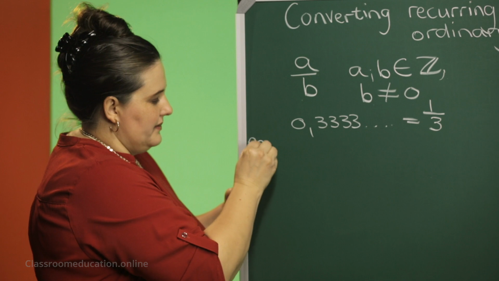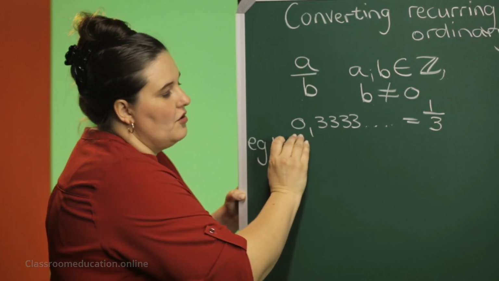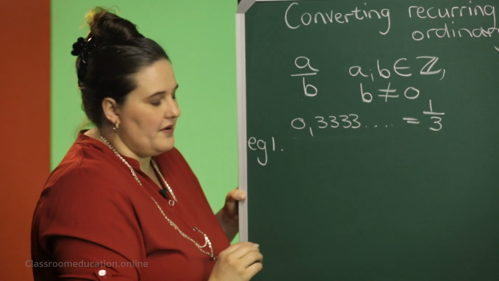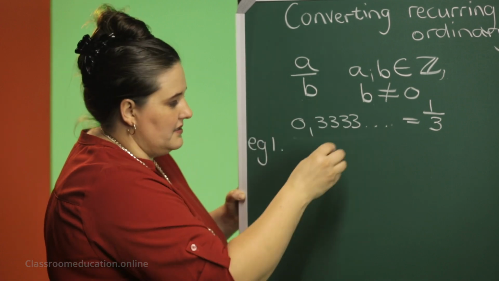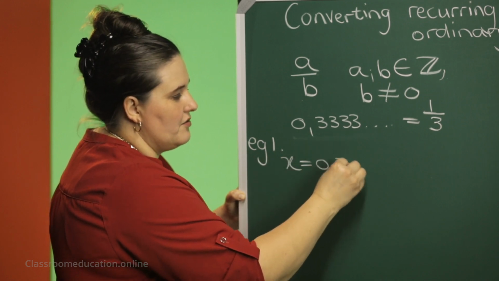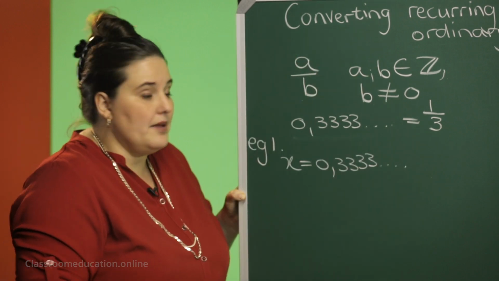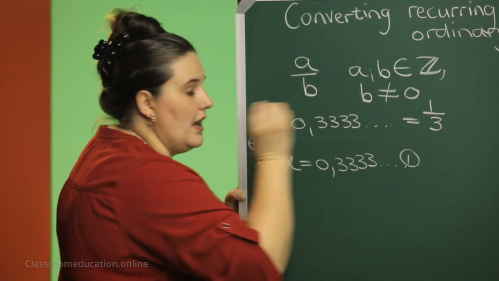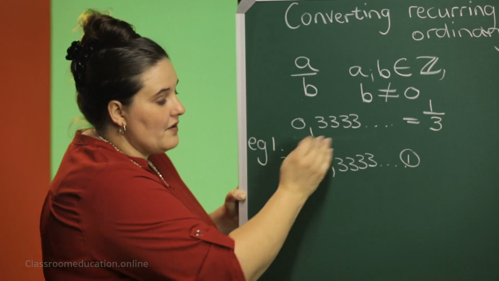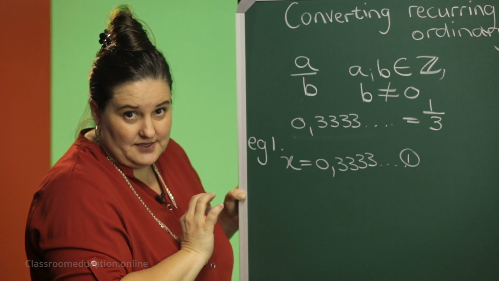Example 1. The first step is to make your number equal to x. So I will have x equals 0,3333 and so on recurring. And I'm going to name that equation 1. So on the right-hand side of my comma, I only have the recurring part.